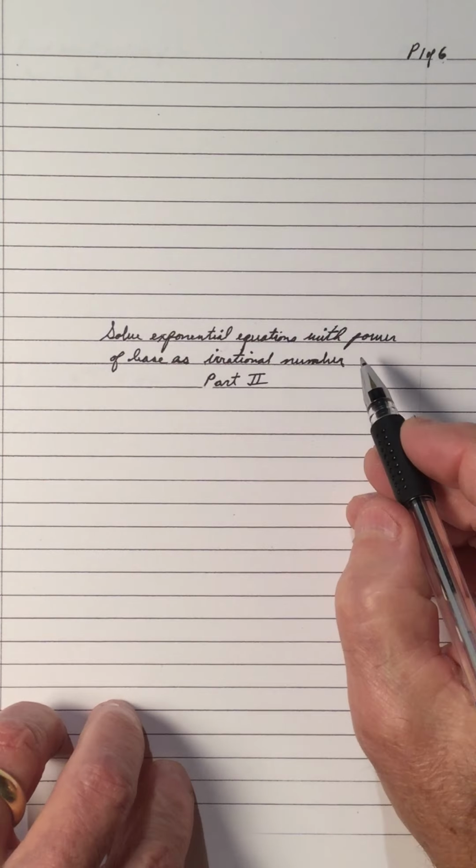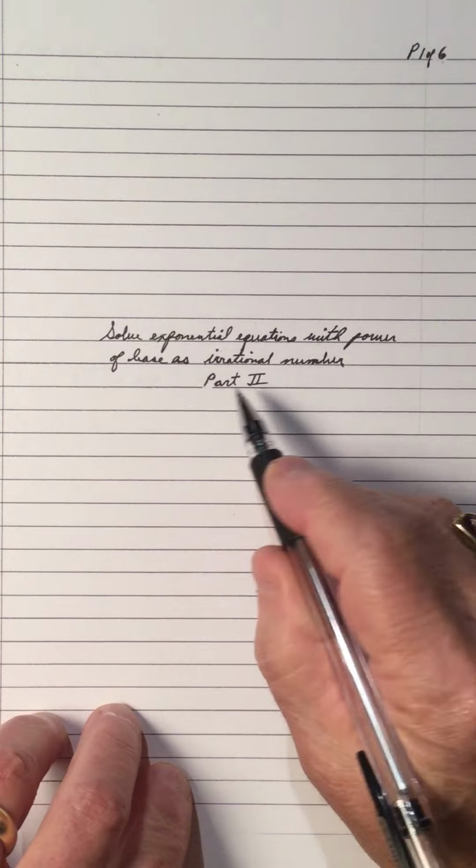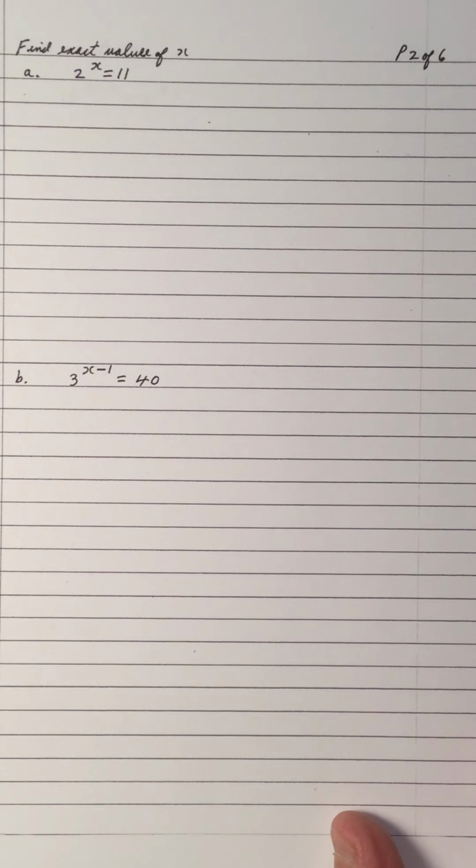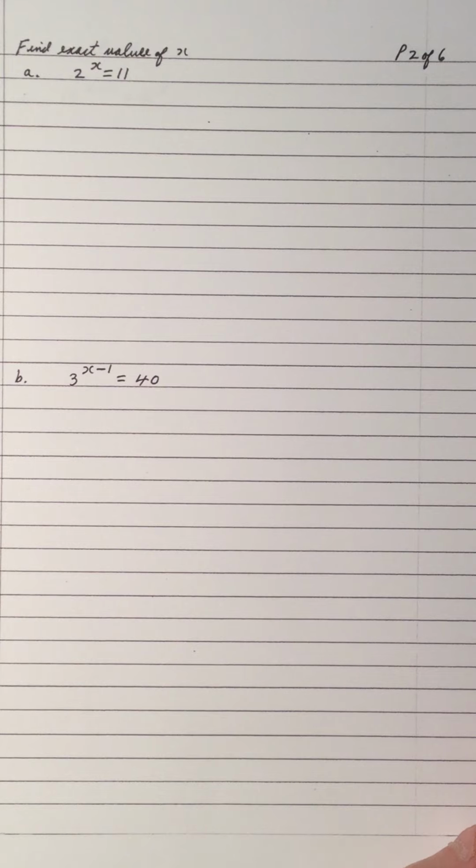Hi, welcome to my video on solving exponential equations with the power of the base as an irrational number. And this is part 2. In the previous video, we looked at where the powers were irrational numbers, but we found the answers to the nearest 100th.